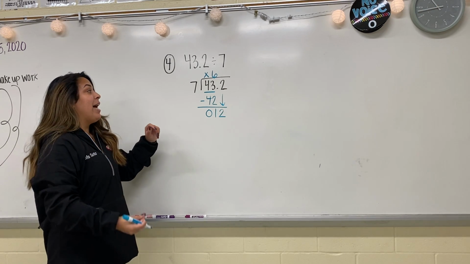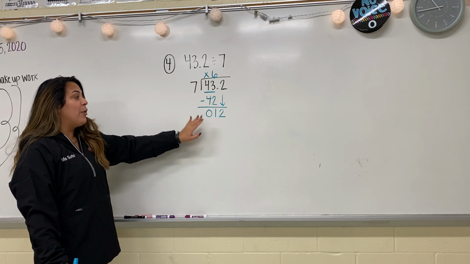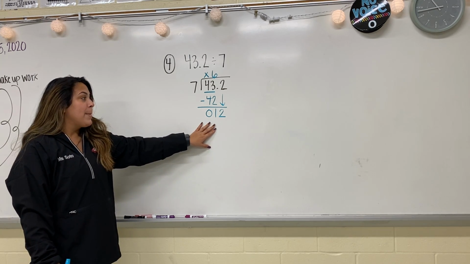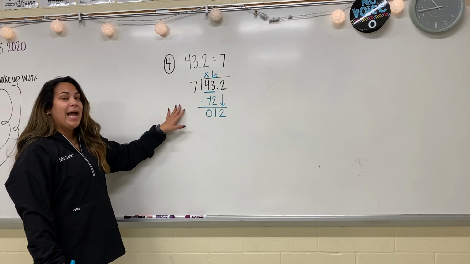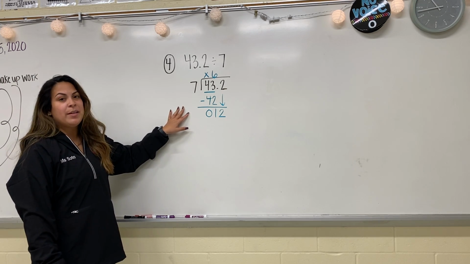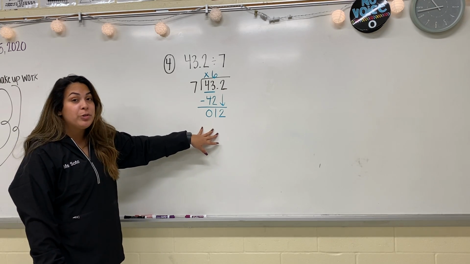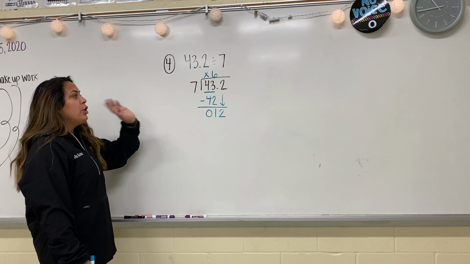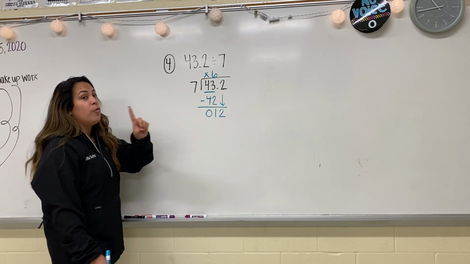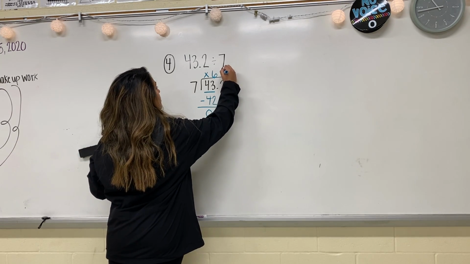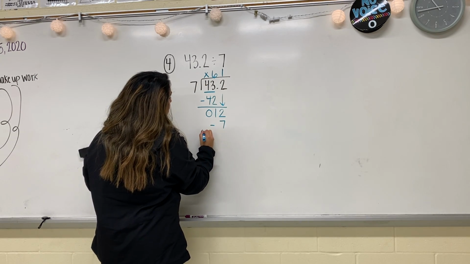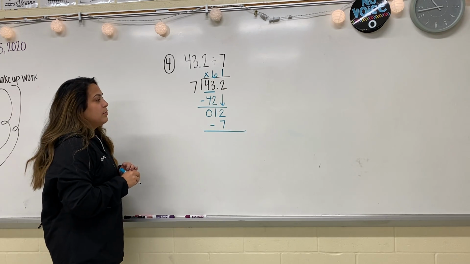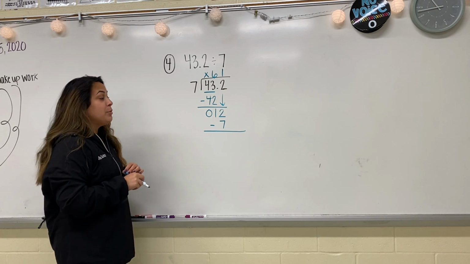Now I need to figure out how many times 7 can go into 12. Well, if I know my basic math facts, I know that if I tried 7 times 2, that gives me 14. And that's greater than 12, and we can't use that. So 7 can go into 12 one time. 1 times 7 is 7. And then now I'm going to subtract.